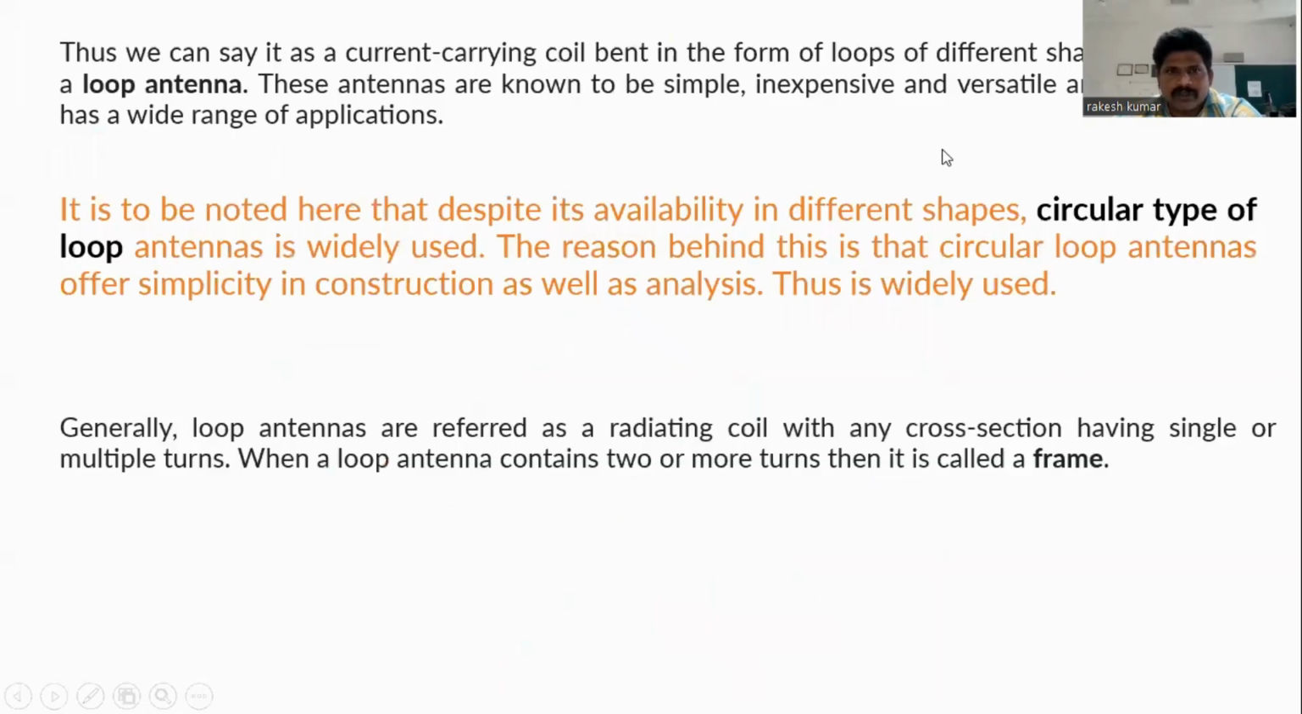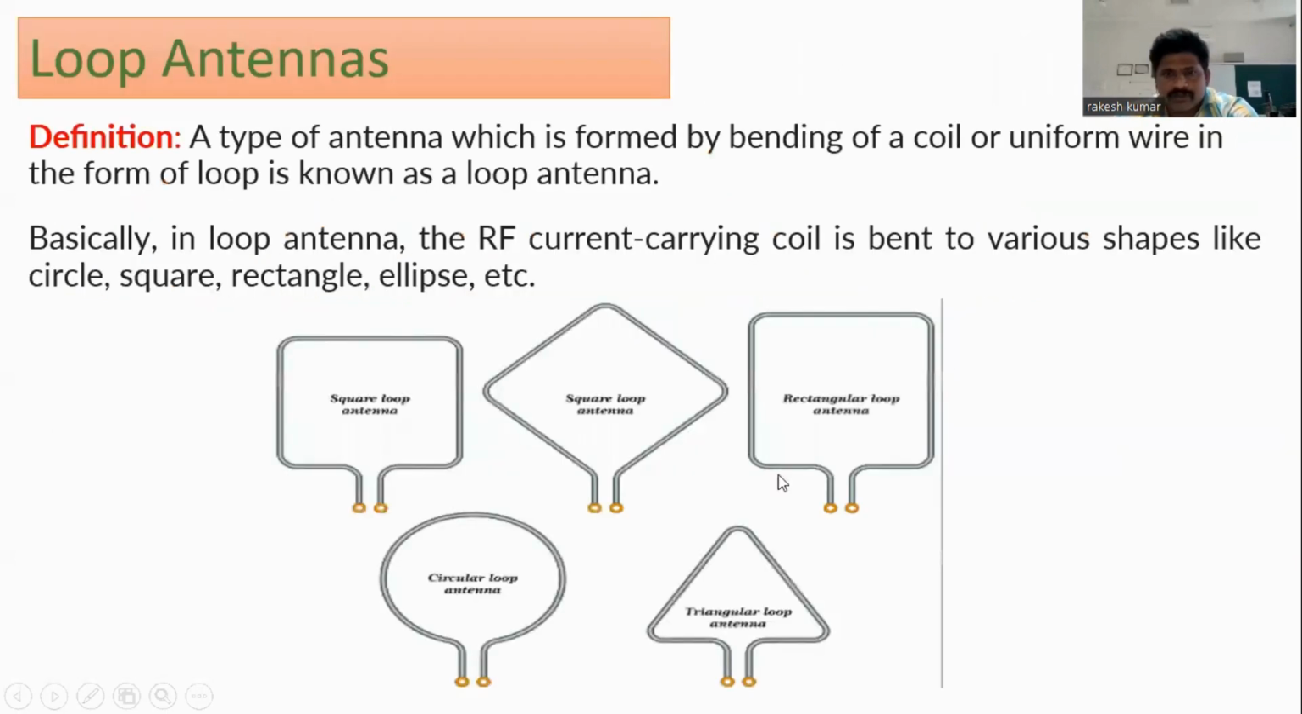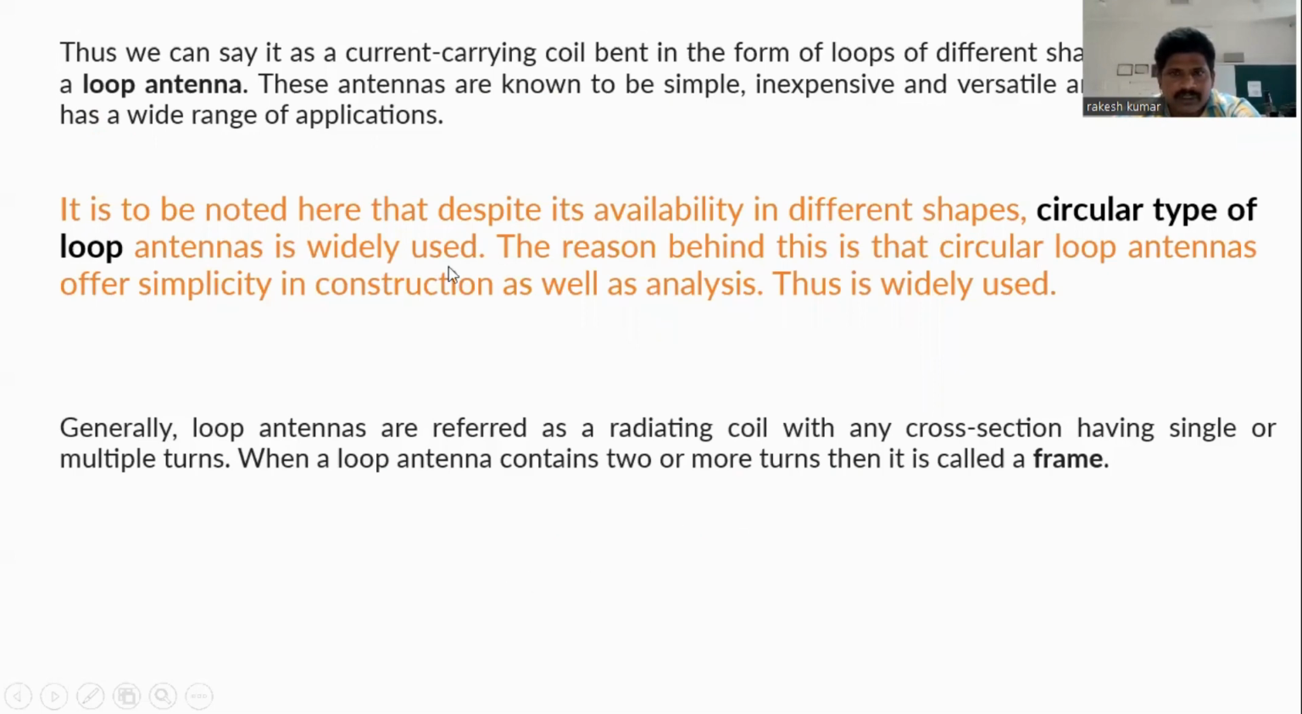So you can say that if a current carrying conductor or coil is bent in the form of different loops, it is known as a loop antenna. These antennas are versatile and provide a wide range of applications. Among the various shapes, which is the most popularly used one? The circular loop antenna, because of its simplicity.